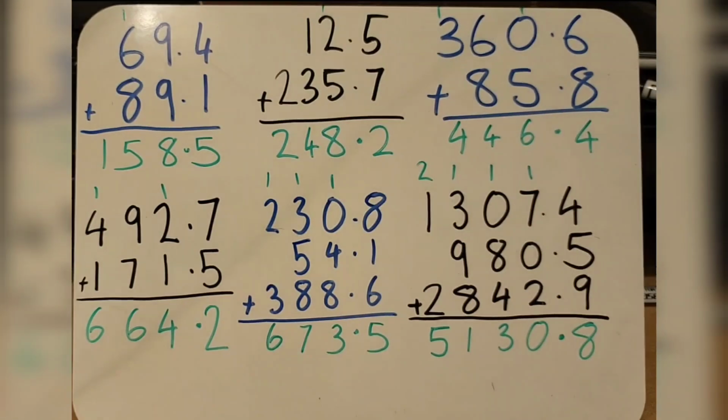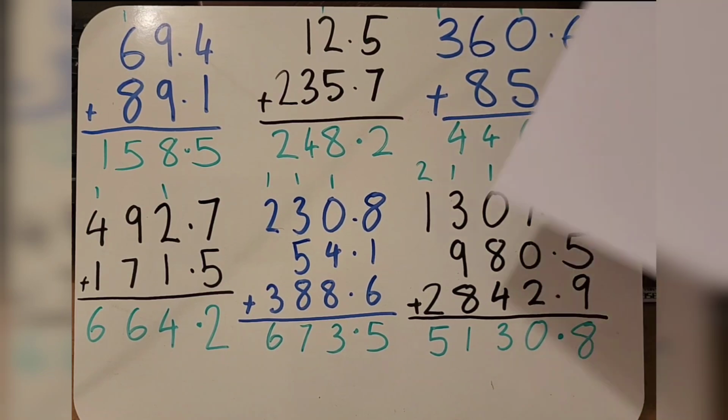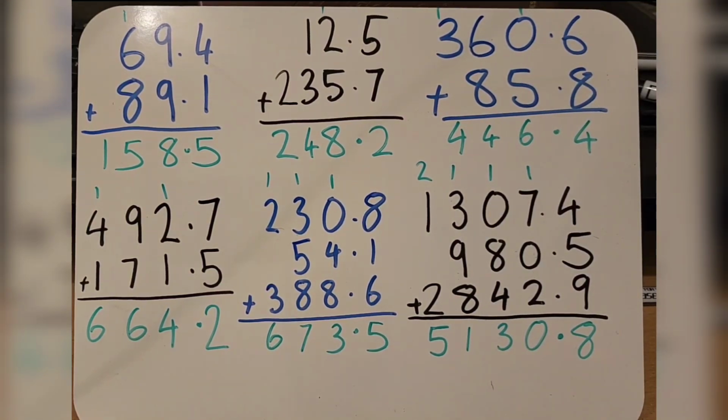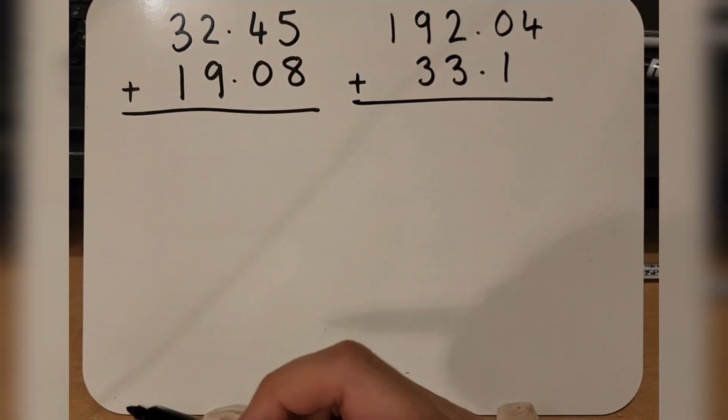So this is your last chance to pause the video before I reveal the answers. 3, 2, and 1. There we go. So you can either use a calculator or you can check with the answers I've provided here. Hopefully you got them all right. Now you can move on to my next video, which is going to be to 2 decimal places and 3 decimal places. So now we have stepped up to 2 decimal places.